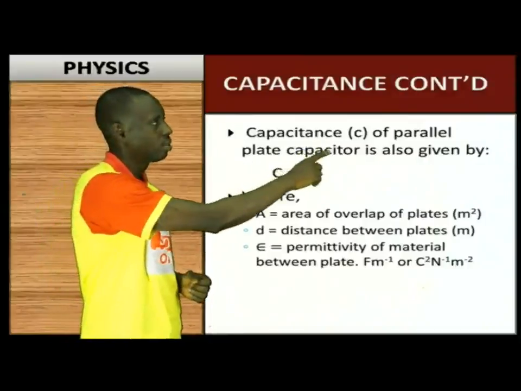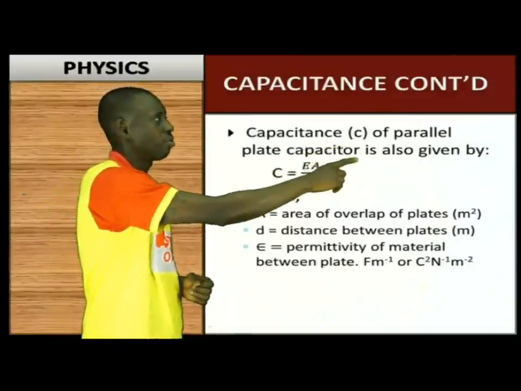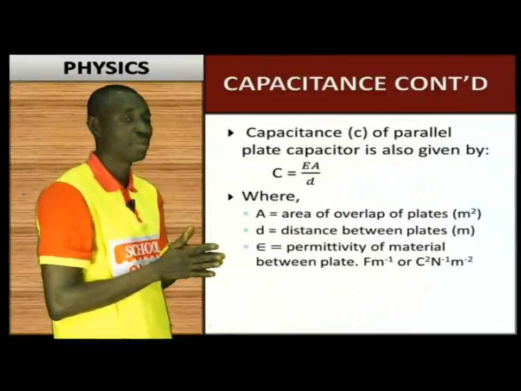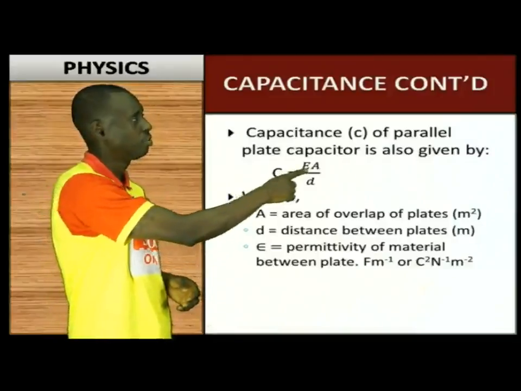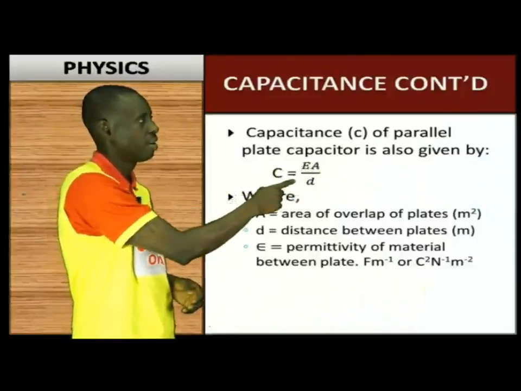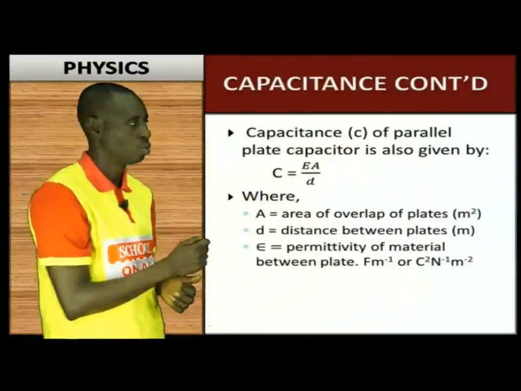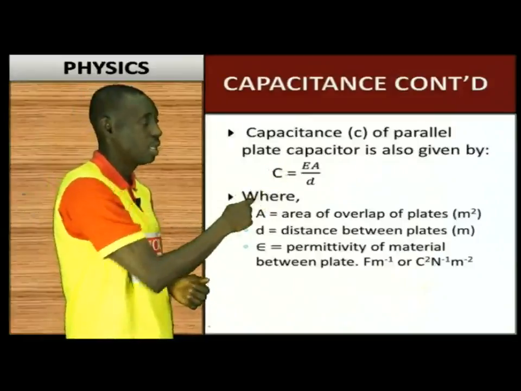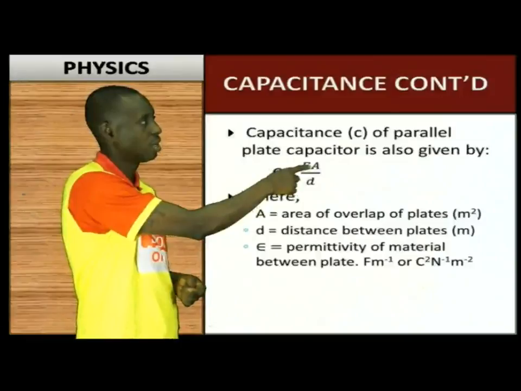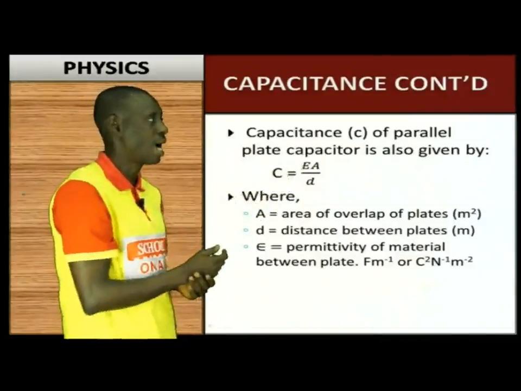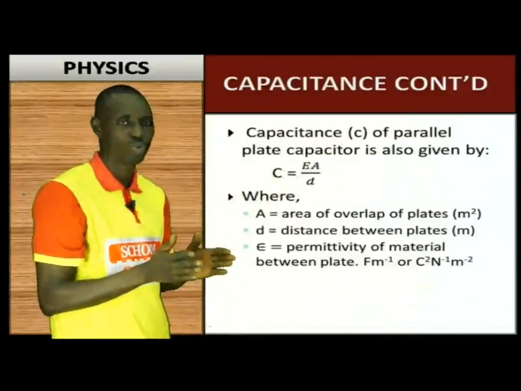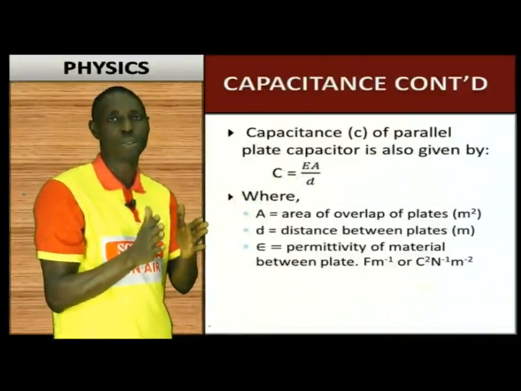But then generally, the capacitance C of a parallel plate capacitor is given by C equals ε, this permittivity constant, multiplied by the area of overlap A divided by the distance between the plates d. So you can see that the capacitance of the capacitor is directly proportional to the permittivity of a material, which we represent by this symbol ε, and the area of overlap of the plates, divided by the distance between the two plates. Because in a capacitor you have two plates.